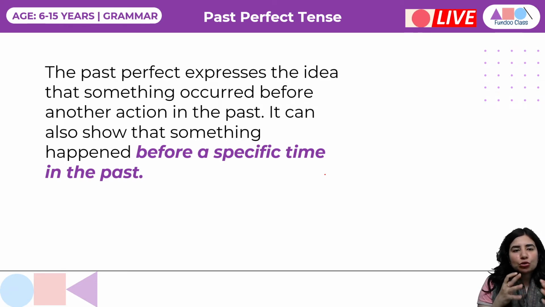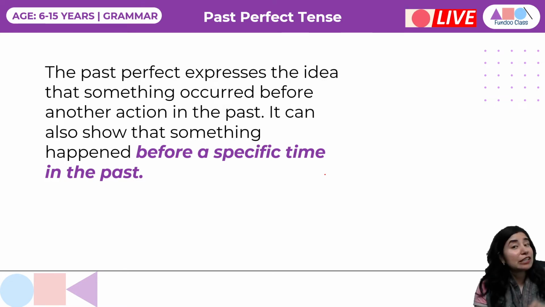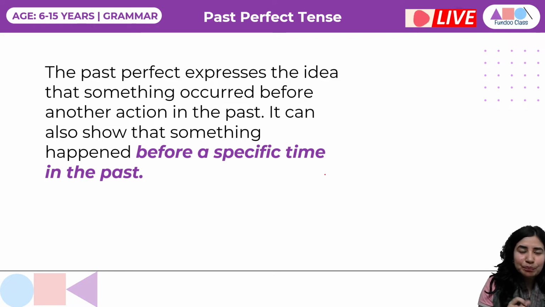It can also show that something happened before a specific time in the past. This is very important because when we talk about the past perfect tense, we say before a specific time in the past. When we say present perfect tense, again we say that an action has happened. But here, how would it make a difference with past perfect tense? Here we'll specifically, precisely talk about actions that have happened before a specific time in the past, right?